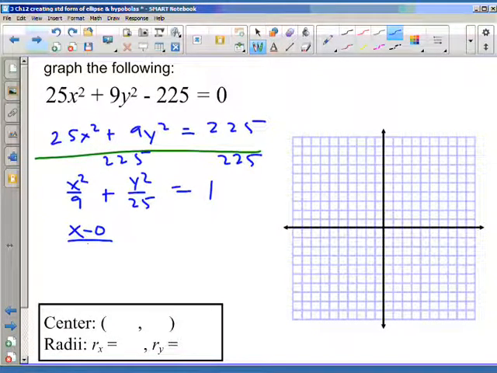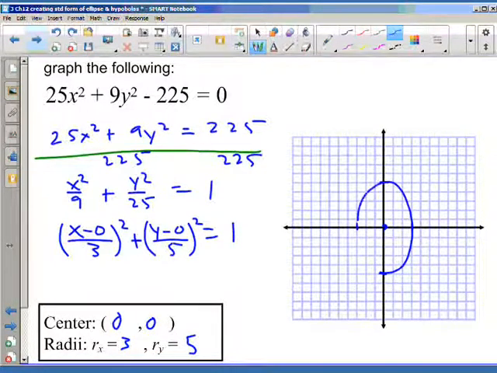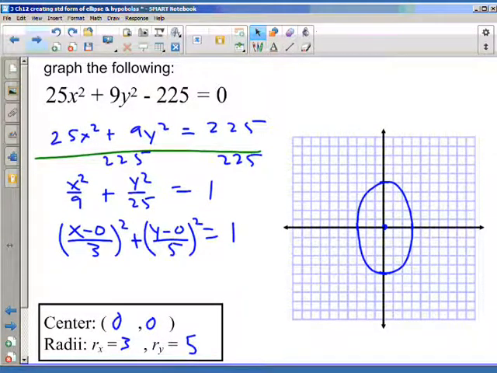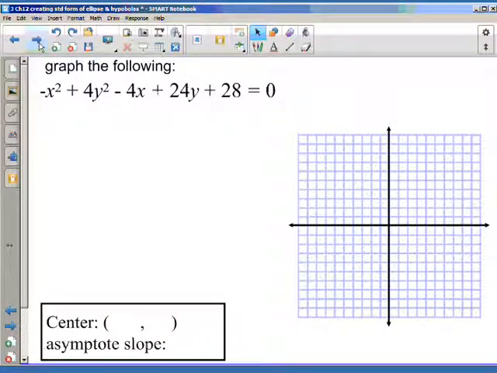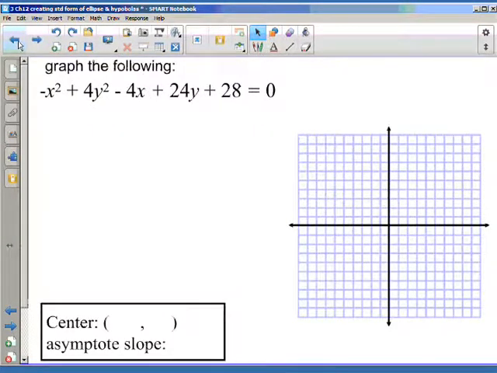We can bring the 9 and the 25 inside by doing, and I'll throw in a 0 just to make our center obvious. You don't need to throw that in there. Center of 0, 0. Horizontal radius of 3, vertical of 5. And so from the center, there's our ellipse. And I think this one might be our last one before the on your own. So this next slide is the on your own.